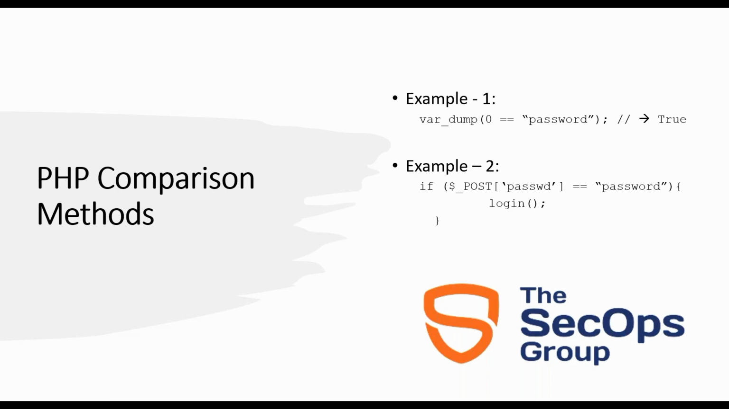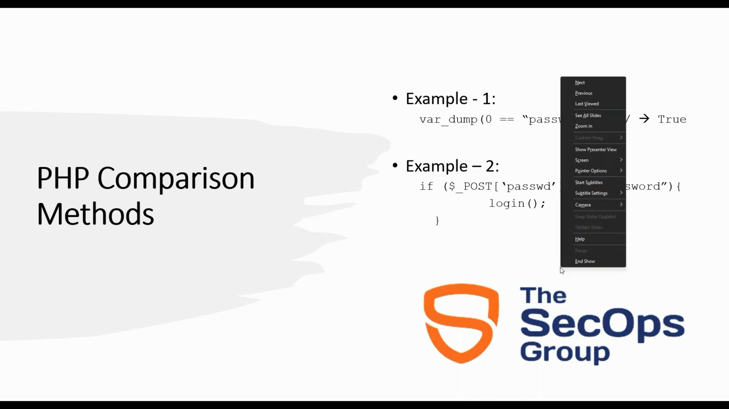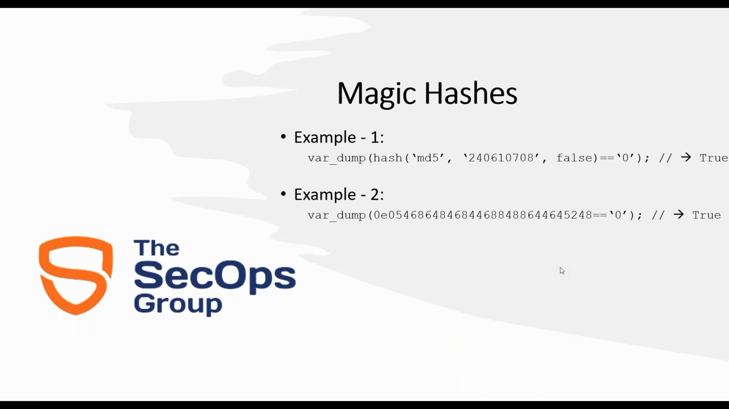Now coming to the next comparison topic, which is magic hash. First, we need to understand what a magic hash is. In PHP, if any value starts with 0 followed by any number, then it will consider that value as number 0. The reason behind this is the scientific notation of 0 followed by any number, standing for 0 to the power of some value, which is always 0. So PHP always considers this value as 0.